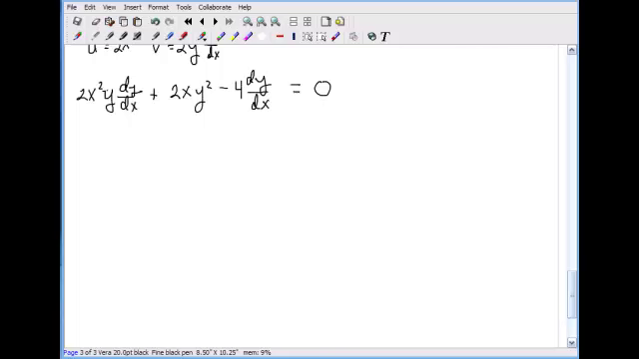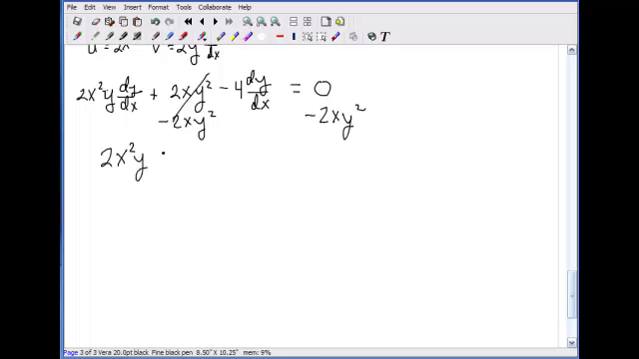I've scrolled up to give us more working space. The next step is to solve for dy/dx. So any term without the dy/dx, we want to get to the other side of the equation. So we do that by adding its opposite to both sides of the equation. That cancels out. So we're left over here with 2x squared y dy/dx minus 4 dy/dx, and that equals negative 2xy squared.